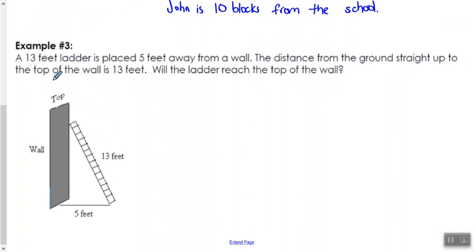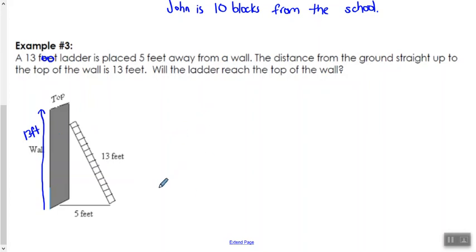Okay, our last example, we have a 13-foot ladder. Holy bad grammar, Batman, is placed 5 feet away from a wall. The distance from the ground straight up to the top of the wall is 13 feet. So from the ground to the top of the wall is 13 feet.